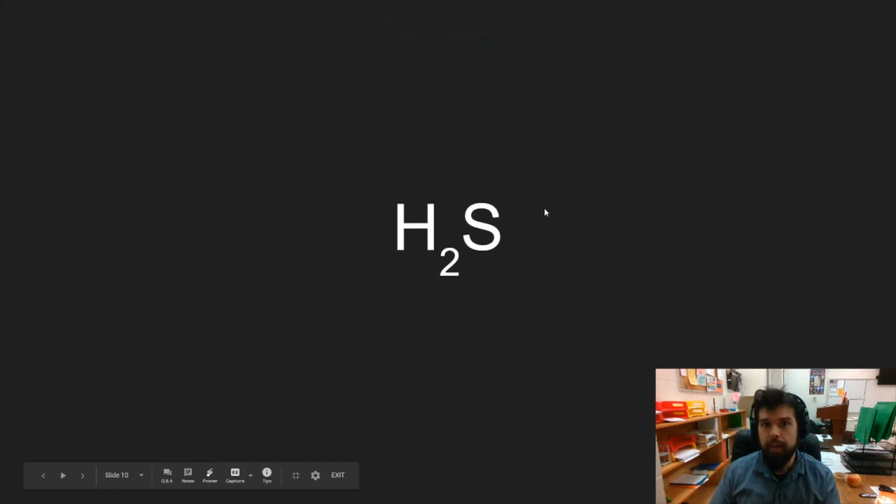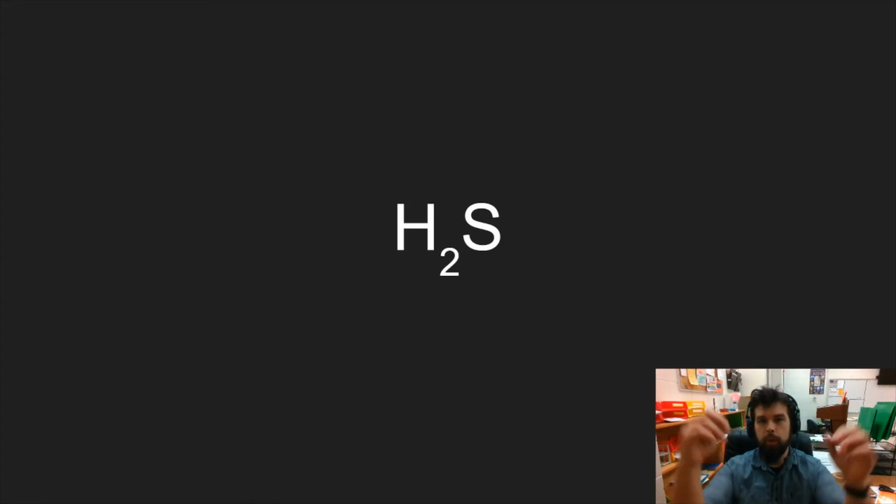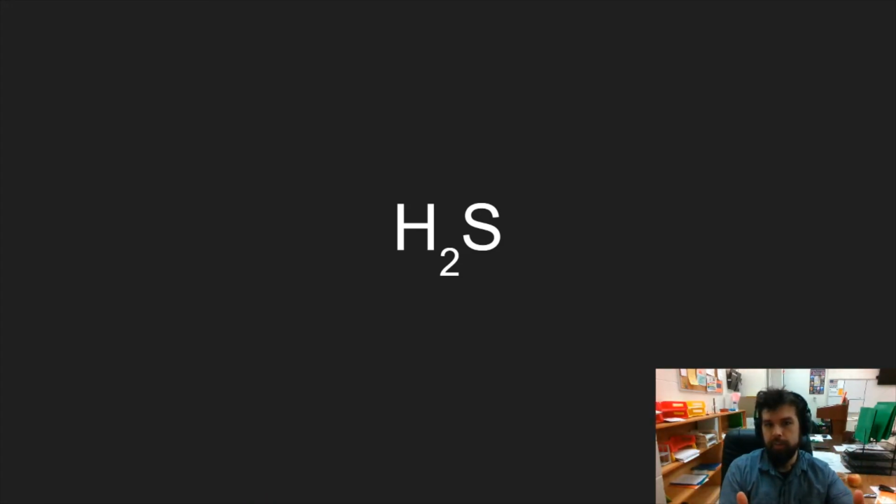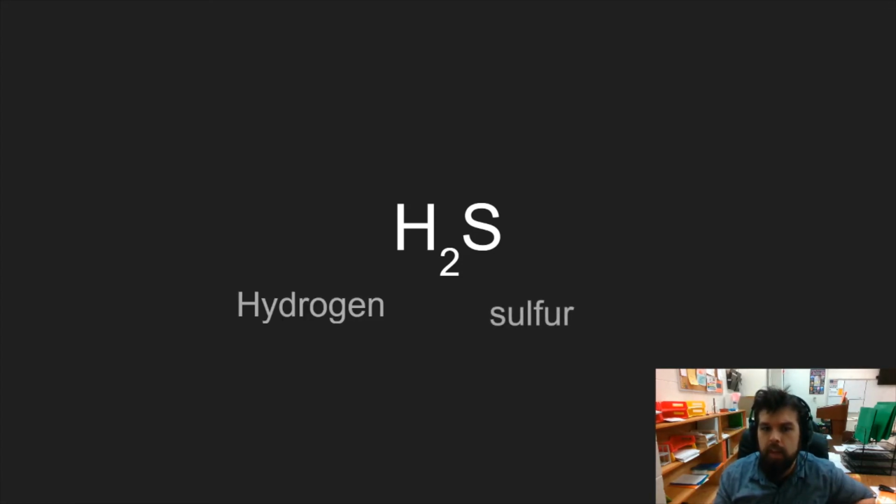All right, let's try another one of these. So I'm going to start where I always start. Is there a metal as the first element? No, hydrogen isn't a metal. So I'm going to follow that line on the flowchart. The next thing that I always do is I write the names of both of the elements, hydrogen and sulfur. Don't mind if they're a little wonky, that's just PowerPoint doing its thing.